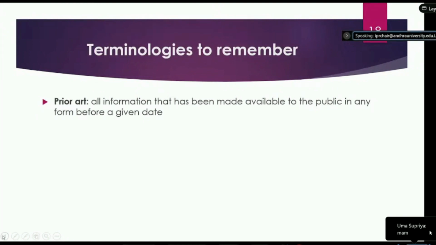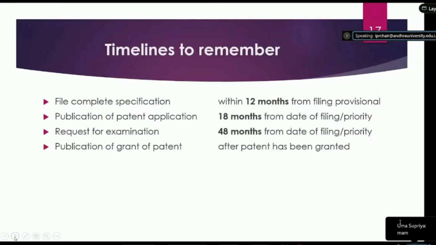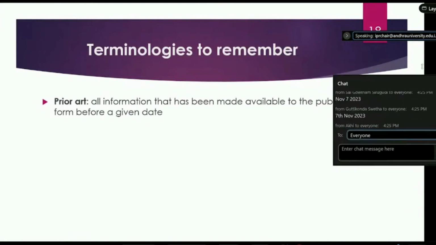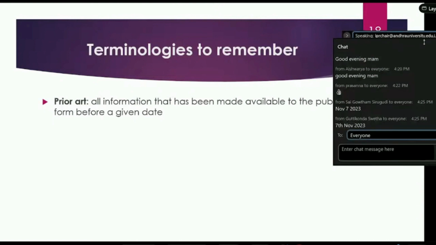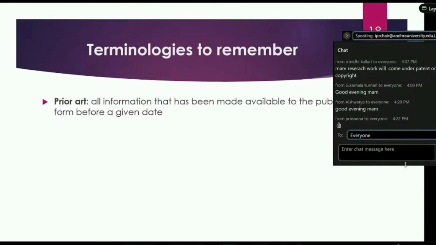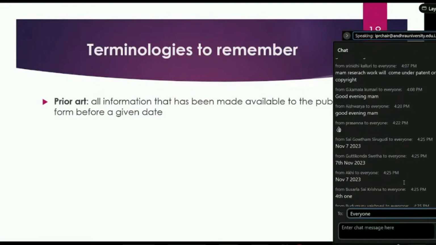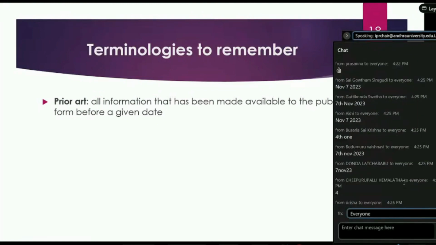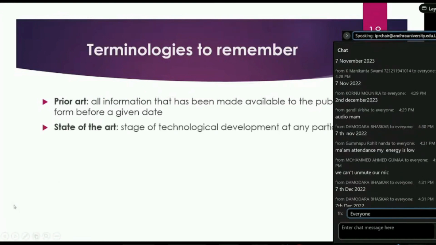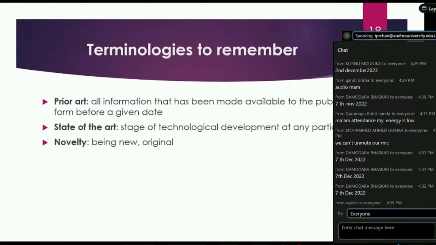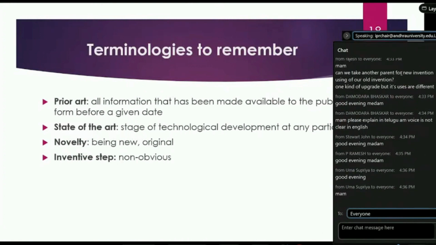So these were the timelines to remember. Now, the terminologies to remember in the Patent Act. Prior art means all information that has been made available to the public in any form before a given date. So before your priority date, whatever is there in the public domain related to your technical field will be called prior art. State of the art is the stage of technological development at any particular time. Novelty is new or original. Inventive step is non-obvious.